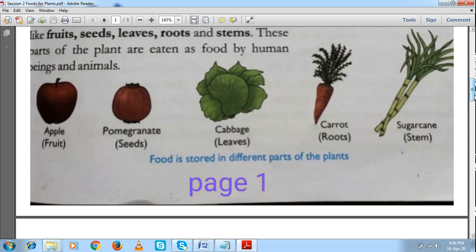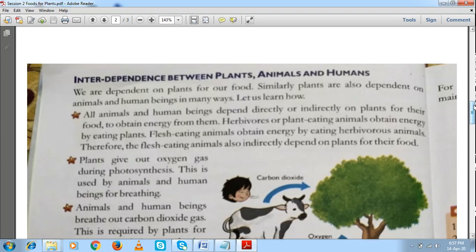In the picture, you can very well see various parts where a plant has stored food. For example, apple, which is the fruit of the plant, is the way in which a plant has stored its extra food. Pomegranate seeds. Cabbage, they are the leaves. Carrot, they are the roots. And then you have sugarcane. You all enjoy eating sugarcane, but have you ever wondered that it is a stem? It is the stem of the plant which we are eating, not the fruit. So there are various ways by which a plant can prepare and store its food.